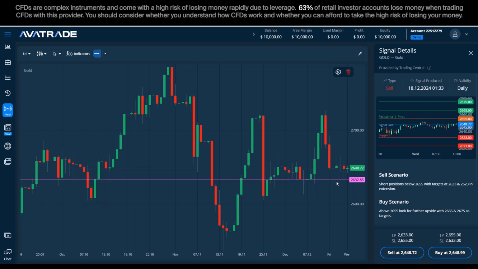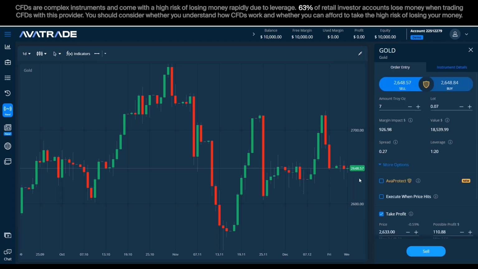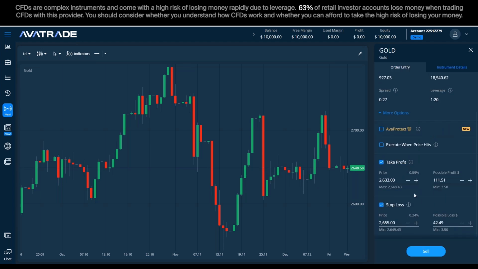Can you please explain what these levels are? Yes, of course. I should explain what these levels are, but at a bit later stage. But I will explain to you what the take profit and stop loss are, so we will know what the signal does, right? So let's suppose we decide to go with the sell. Click here on the sell. And as I said, we have take profit and stop loss automatically placed.